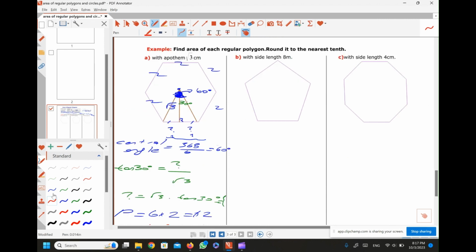Central angle is 360 divided by 5, since we have a 5-sided polygon, which is equal to 72.